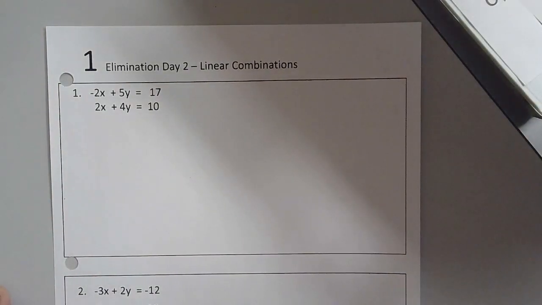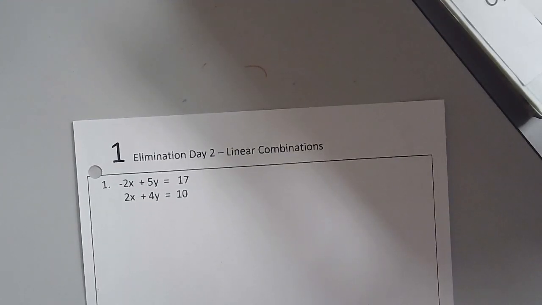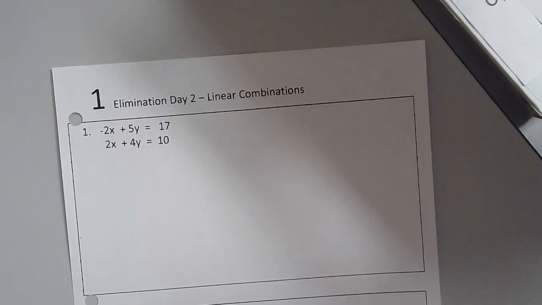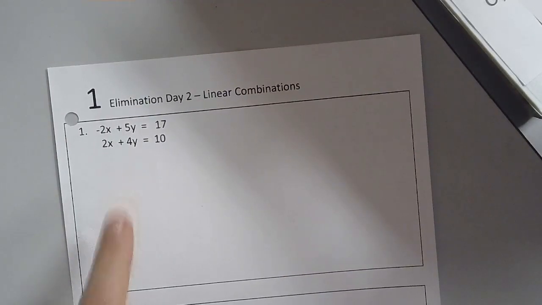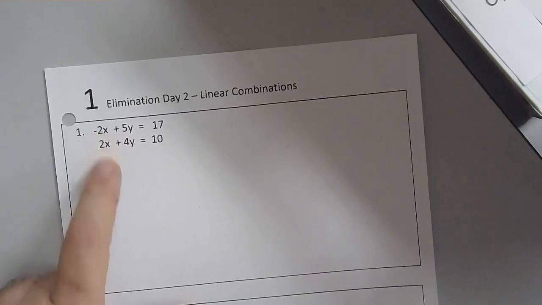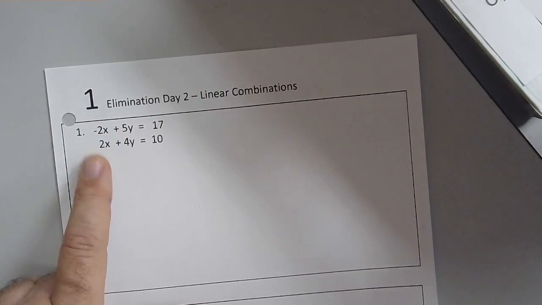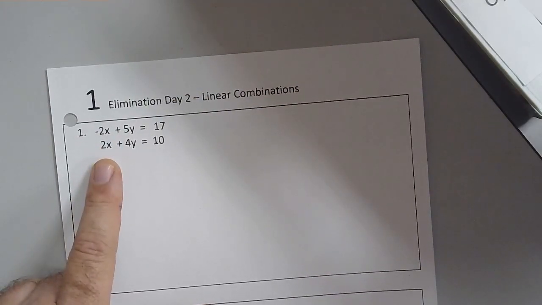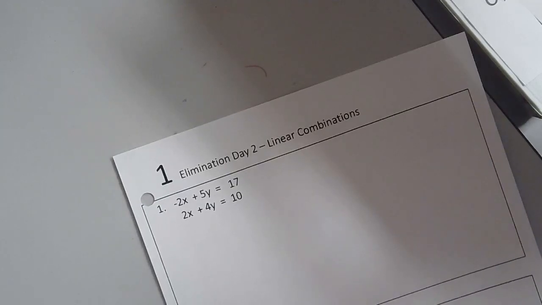All right, let's go over elimination. So this is day 2 of elimination. What we've done is some elimination where we've got something just like this, where we can see there's a natural opposite here. So that opposite is going to get rid of those x's really easily for us.